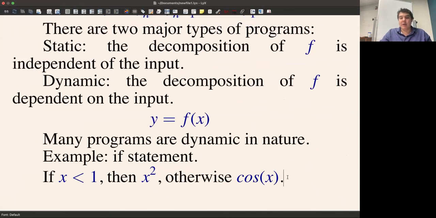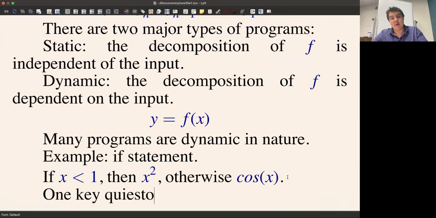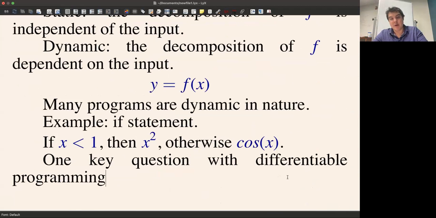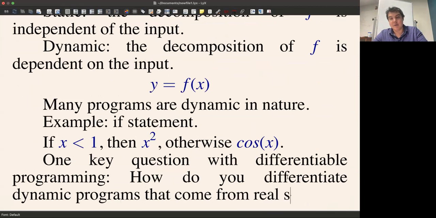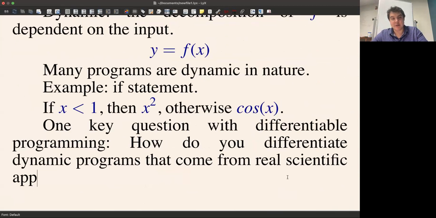And so one key question with differentiable programming is, how do you differentiate dynamic programs that come from real scientific applications? First of all, let's motivate this question a little bit. What is a real scientific application that can have a dynamic program?